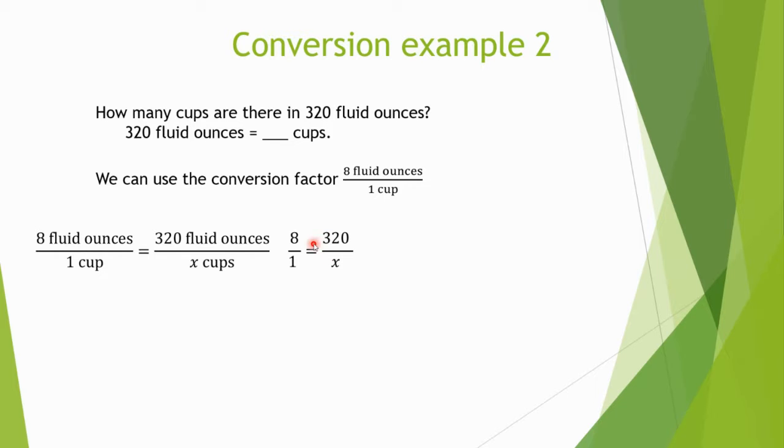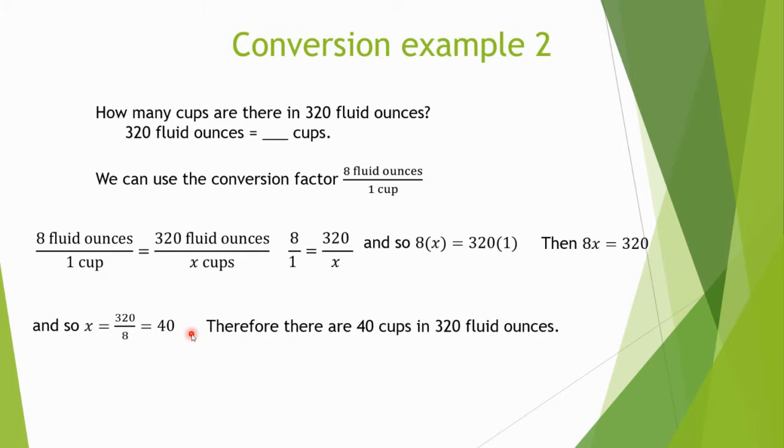So it's just like before, we cross multiply. Namely, from here, we get 8 times X is 320 times 1. And we want X, so we divide by 8 down here. And we end up with 40. So in other words, we're going to get 40 cups. So again, it's nothing more than a proportion. That's all this is. Nothing too fancy.